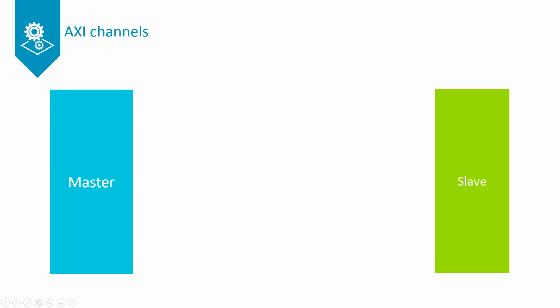The AXI specification describes a point-to-point protocol between two interfaces, a master and a slave. Here we're going to see the 5 main channels that each AXI interface uses for communication. First, there is a write address channel and a write data channel from the master to the slave.